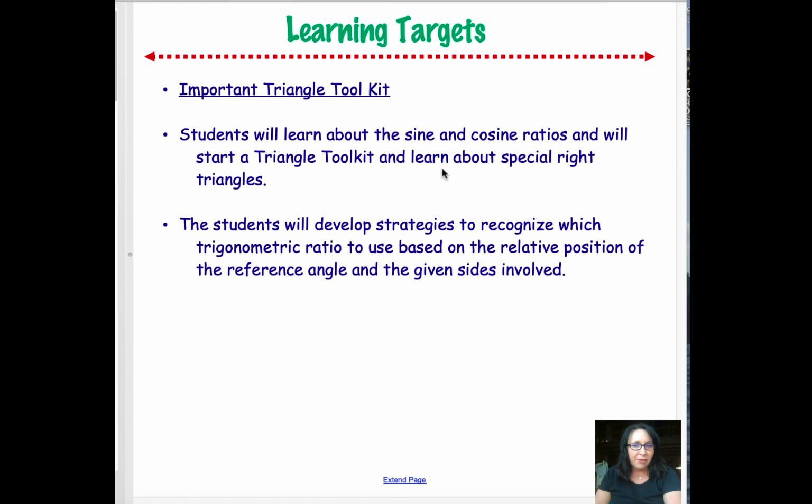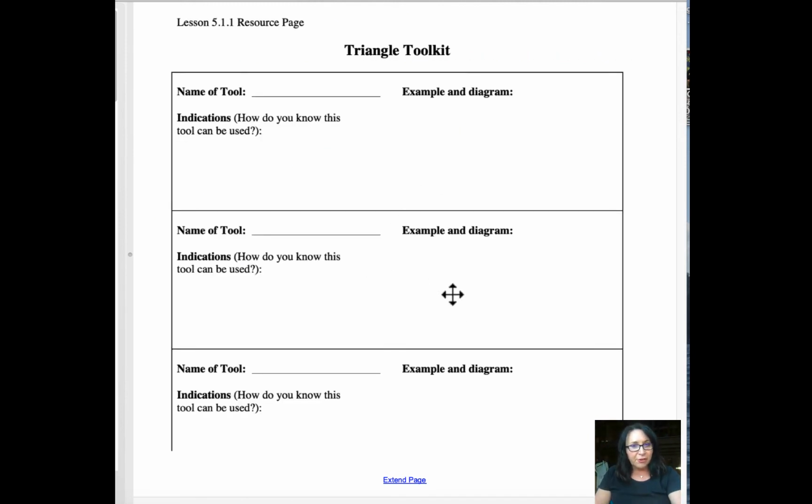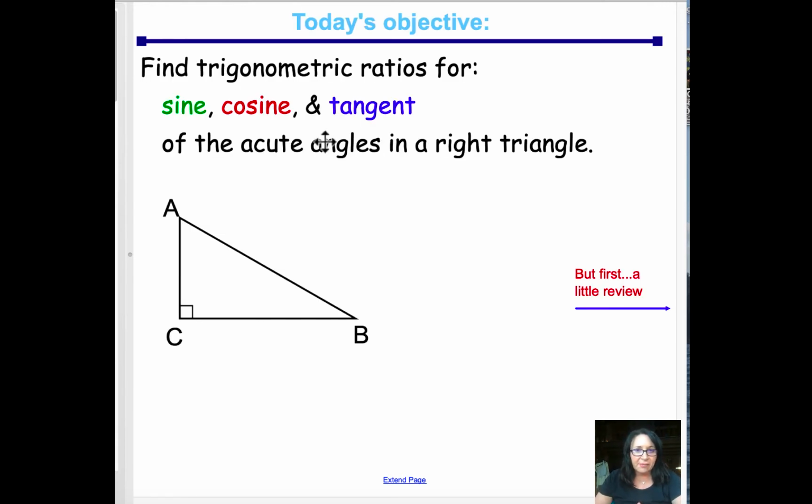You're going to learn about sine and cosine today, and also some other strategies for special right triangles, that can also be used for reference angles and whatnot on a unit circle. This is what your triangle toolkit looks like. You can find that either in the packet you picked up at school, or on the online textbook. So today's objectives basically talk about ratios for sine, cosine, and tangent.